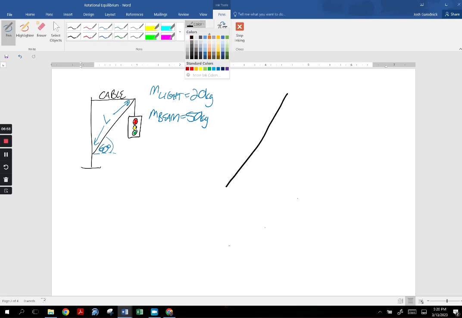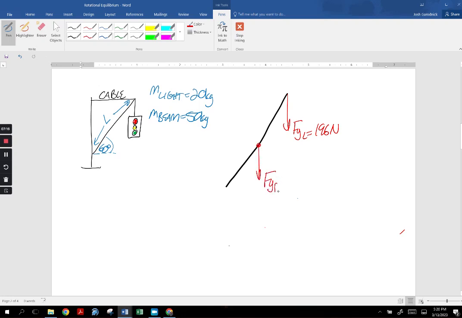All right, let's draw the forces acting on this beam. In class, we usually start with the force of gravity caused by the light, which would be 196 newtons. Again, I'm doing 20 times 9.8. We assume this is a uniform beam, so its center of mass would be right in the middle, and 50 times 9.8 is 490. The tension is applied here to the left.